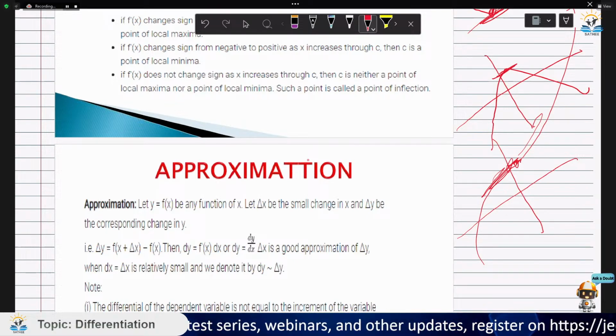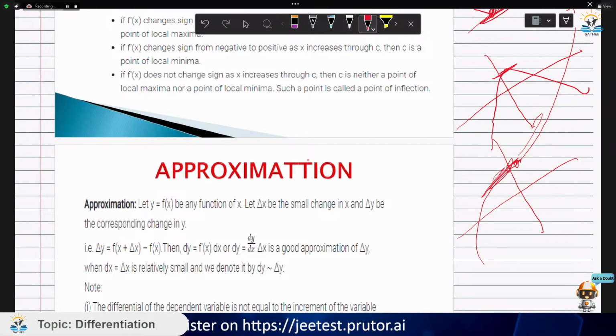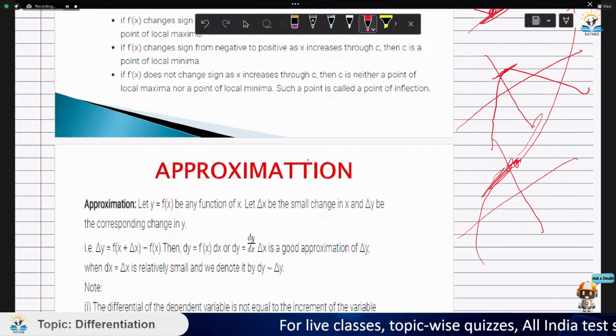So the first thing that we have is the first condition. Let's use a highlighter here. The first condition is that x equal to c is the point of local maxima if the first derivative is 0 and the double derivative is less than 0. And x equal to c is the point of local minima if f dash of c is 0 and f double dash of c is greater than 0.